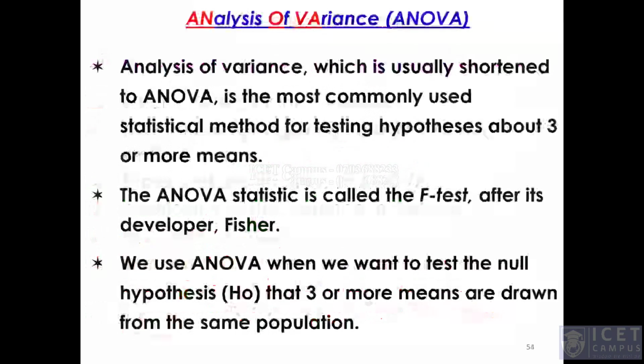ANOVA means analysis of variance. It is the most commonly used statistical method for testing hypotheses about three or more means. If there are two means, we can go for t-test; if there are three or more, we can go for ANOVA. The ANOVA test statistic is called the F-test, developed by Fisher. The process is the same; the only difference is if there are more than two means, we go for ANOVA.